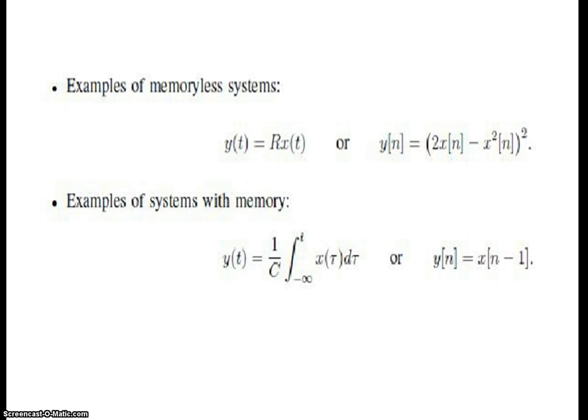Examples: y of t is equal to R into x of t. So the present value of output depends upon the present value of input only. And the second equation also, y of n is equal to 2 into x of n plus x square of n, whole square. Here also, the present value of output depends upon the present value of input only. The second example: y of t is equal to 1 by C integral from minus infinity to t of x of tau d tau, the voltage across the capacitor. So it depends upon the past value also. So the system has memory. Similarly, y of n is equal to x of n minus 1. So the present value of output depends upon the past value of input. So the system has memory.